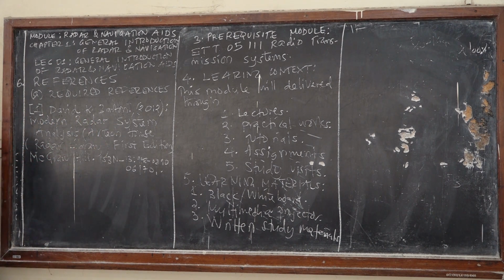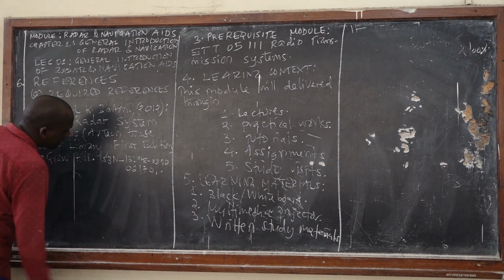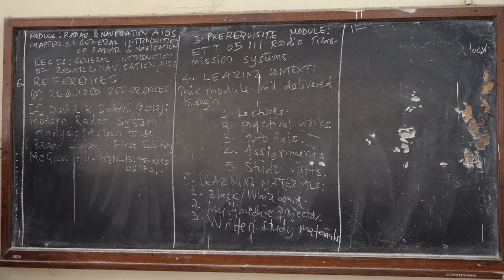David K. Barton, 2012, Modern Radar System Analysis, Artech House Radar Library, first edition, then McGraw Hill, ISBN 13: 978-0-89006-1701.